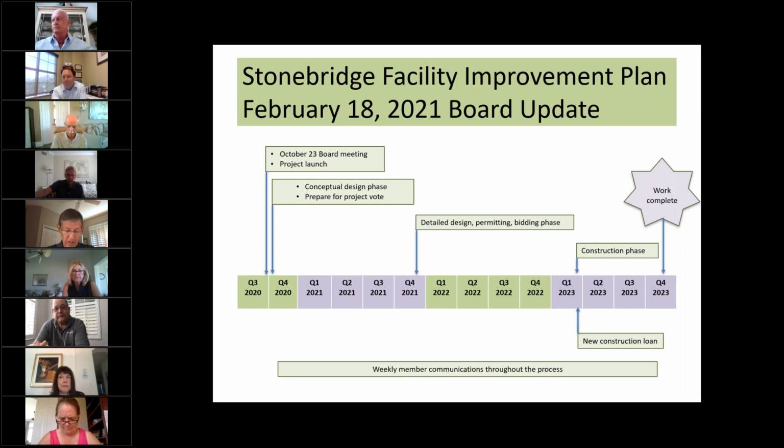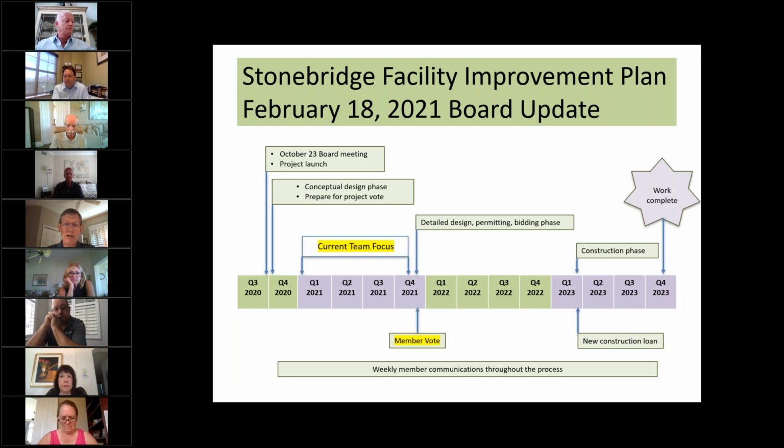The conceptual design phase, we've got scheduled for 12 months. The detailed design, permitting, and bidding phase is scheduled for 15 months. And the construction phase is scheduled for 8 months. And if everything works right, which I hope it will, the work will be complete in November of 2023. Next chart, please. This is where we're working right now, where the current team focus is in the conceptual design phase and preparing for the member vote in October through December of this year.